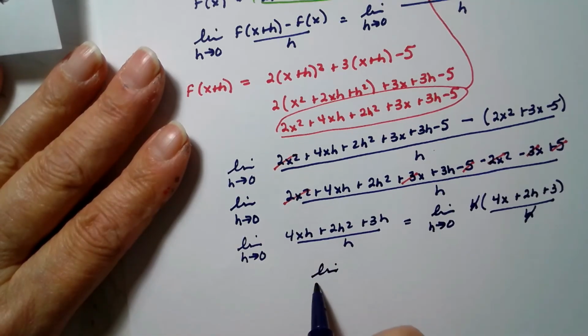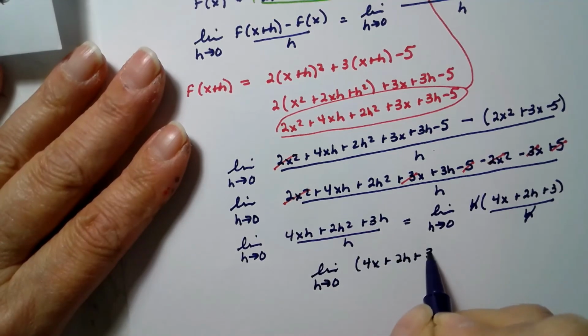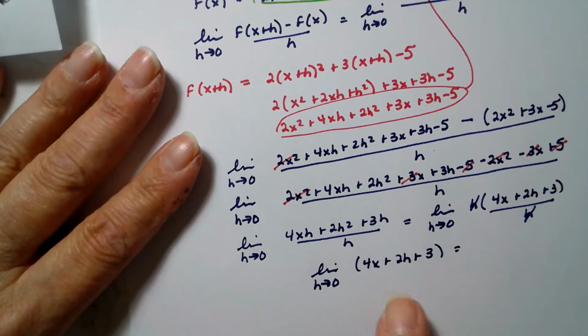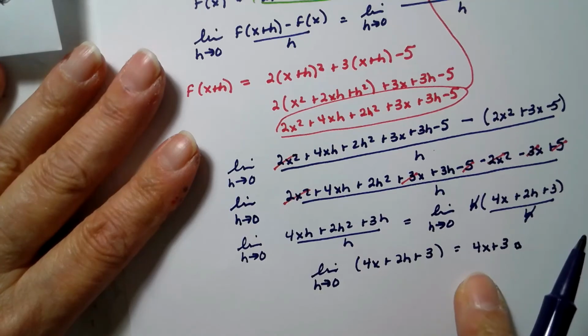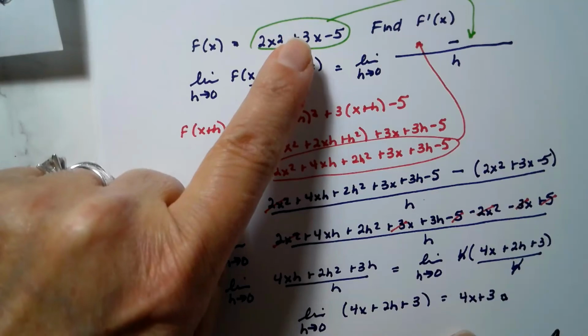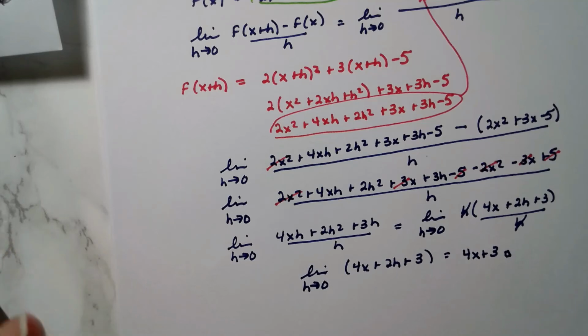And now I'm at the point where I cannot simplify this expression anymore, and so I'm going to take the limit, and the limit means you plug in the 0 for every h you see. If I do that, 2 times 0, that term's going to go away, so I'm left with 4x plus 3. So this is the derivative of that function. So there is no single value, I'm checking all values, so I get a new function. In the other case, I got a number.